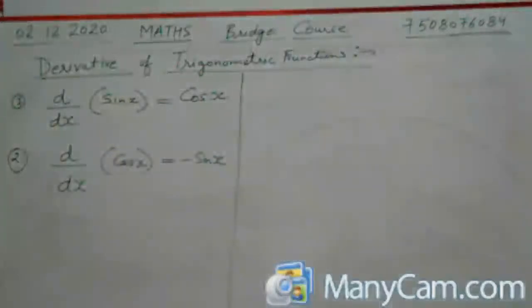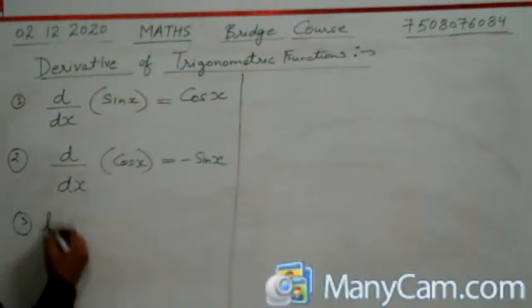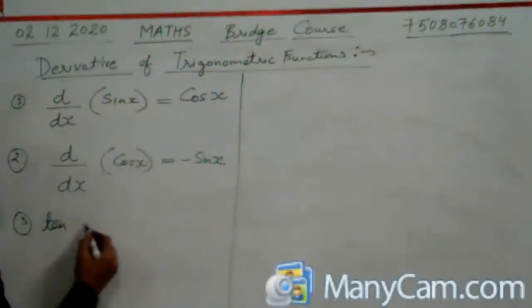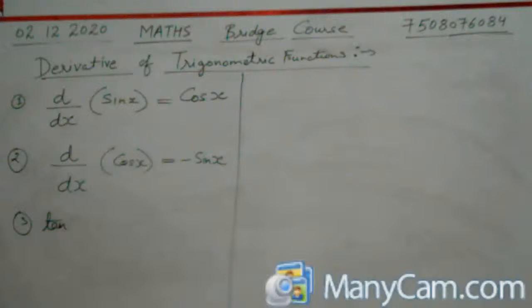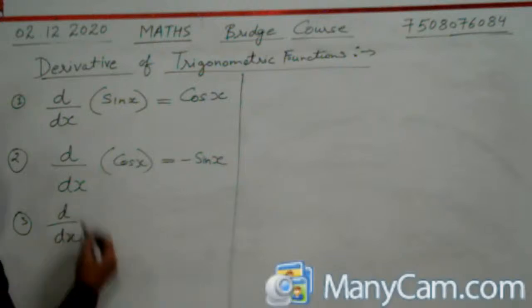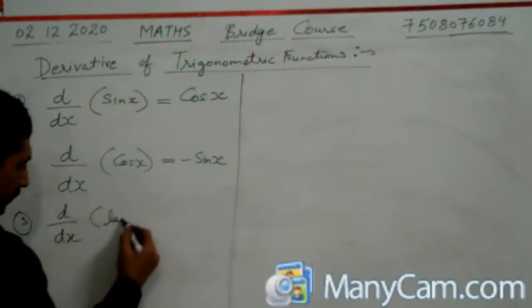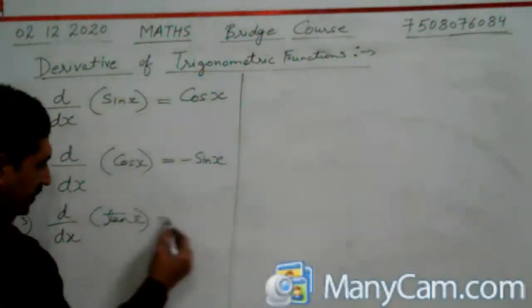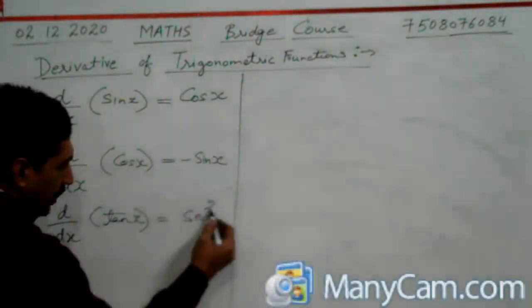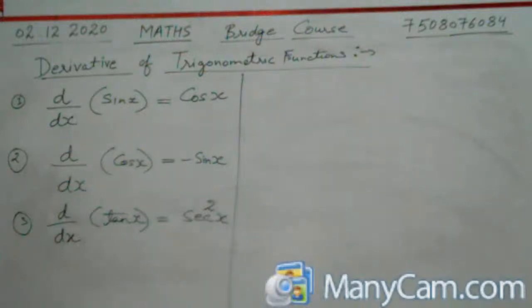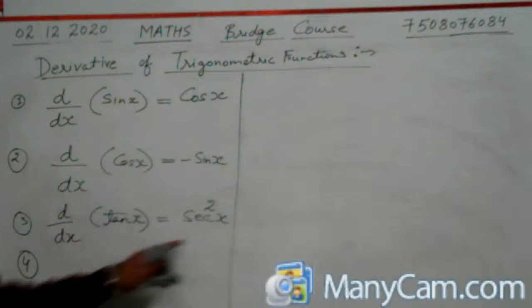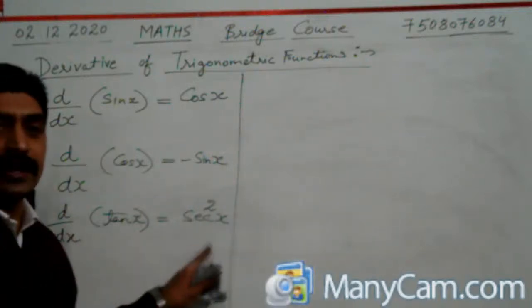And the derivative of tangent x, d/dx of tangent x, is equal to secant square x. The derivative of tangent x is equal to secant square of x.